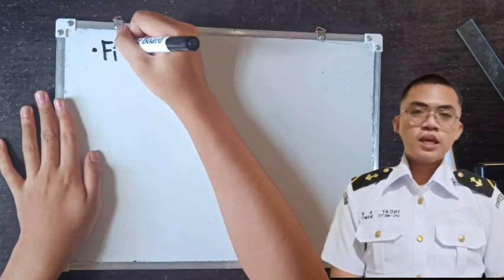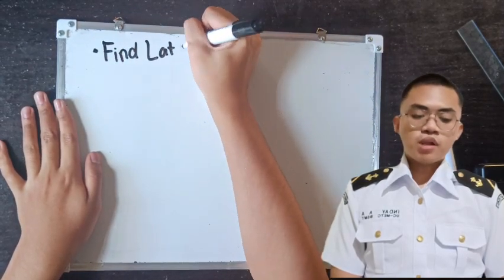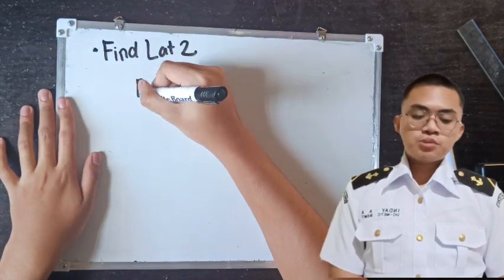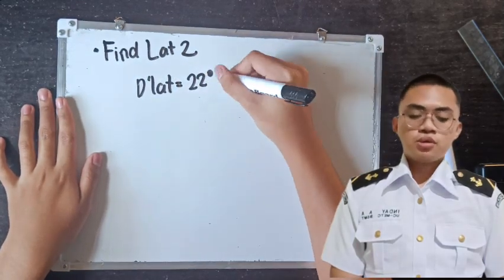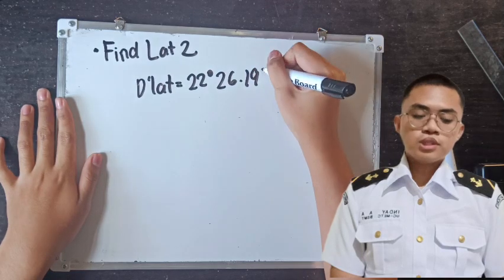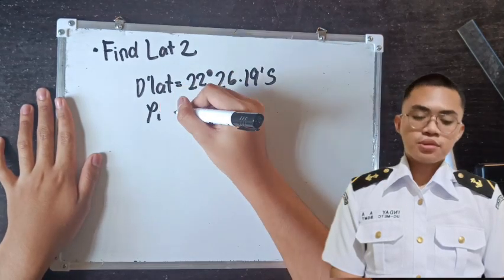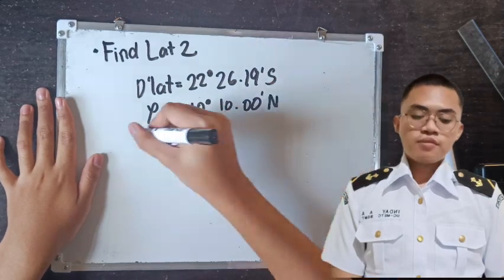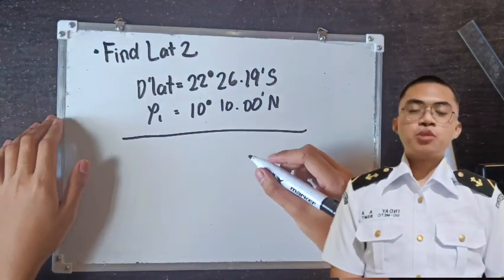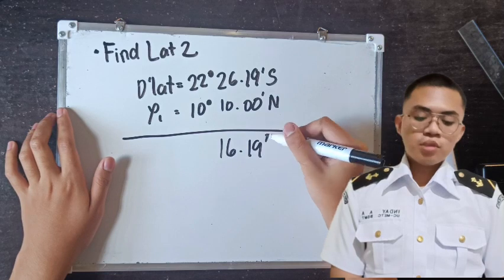Then we can obtain the latitude of arrival by subtracting it from the latitude of departure. We have 22 degrees 26.19 minutes south minus 10 degrees 10 minutes north. We have 12 degrees 16.19 minutes south.